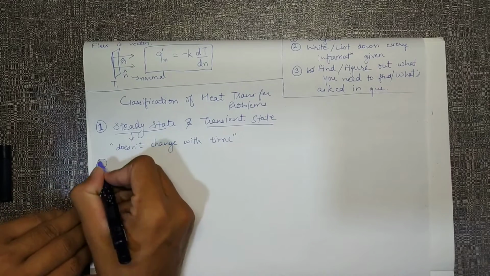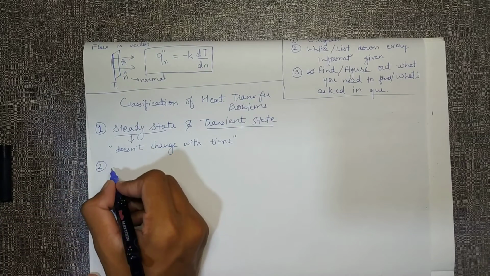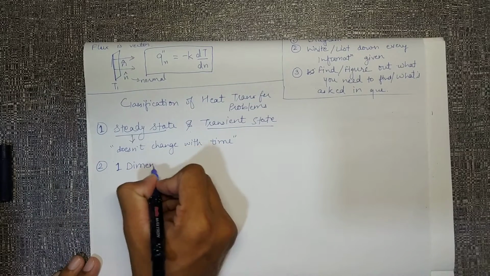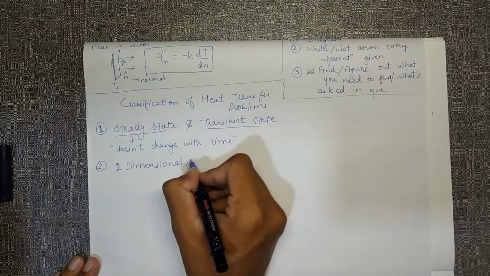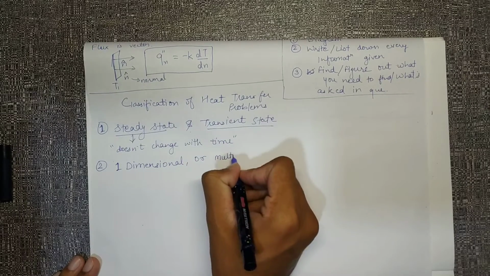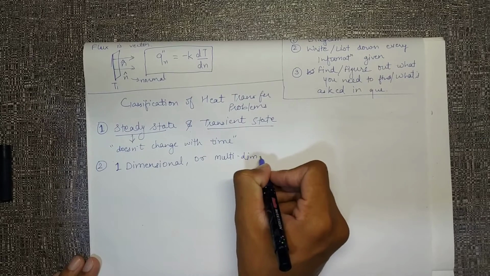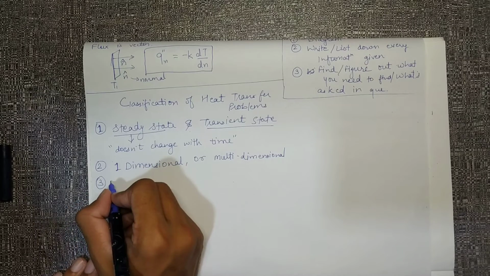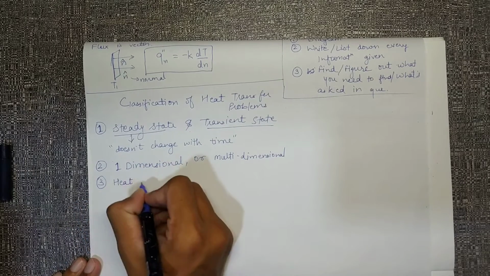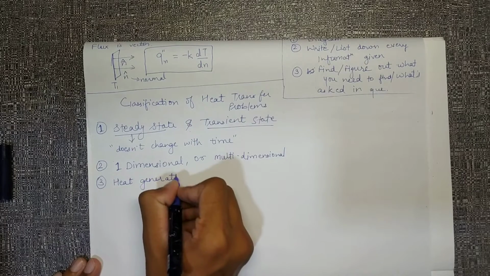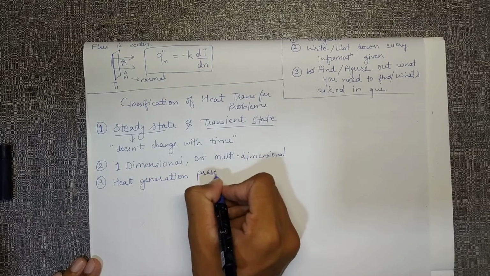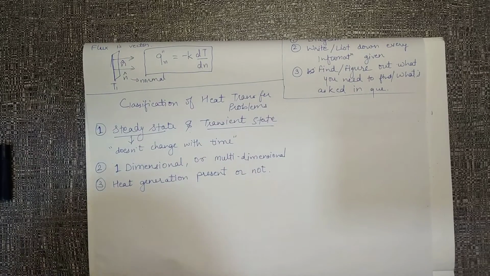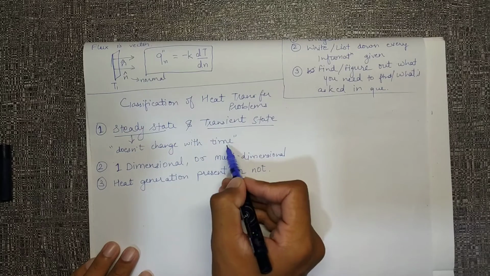The second thing will be the multidimensional or dimensionality. So it could be one dimensional or multidimensional. And the third would be if it involves heat generation or not. So these are the three things we can think of if things are changing with time or not.